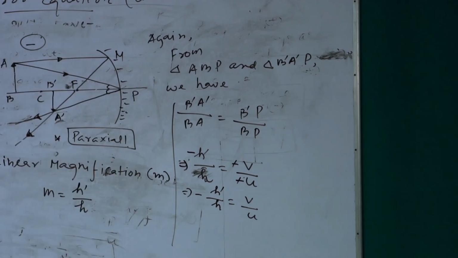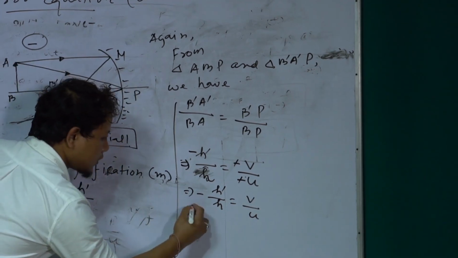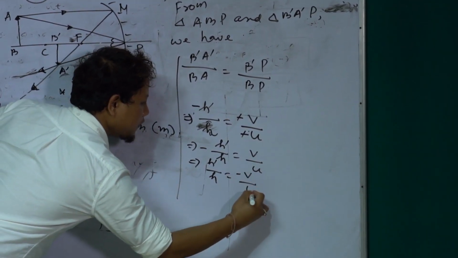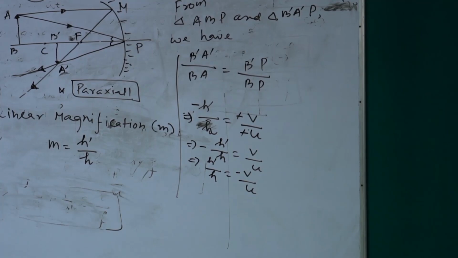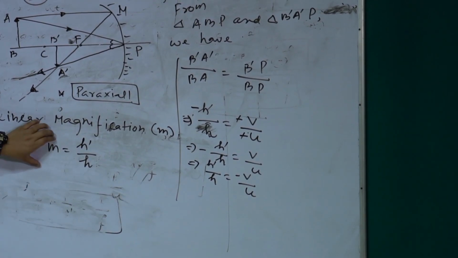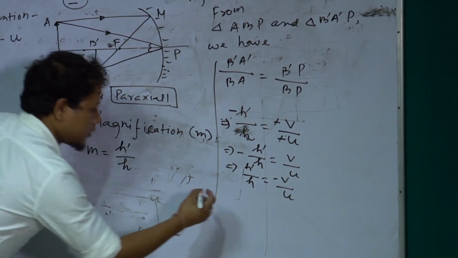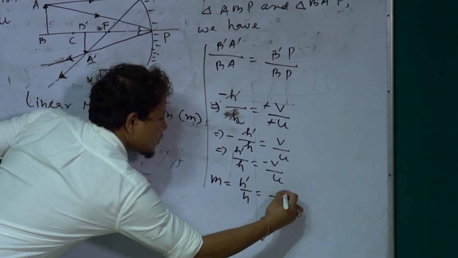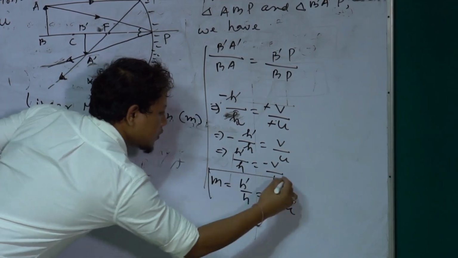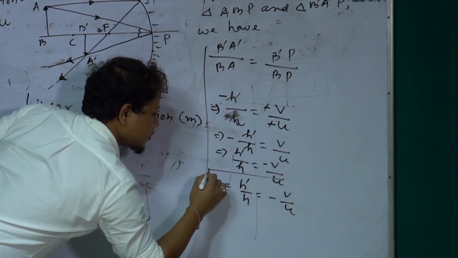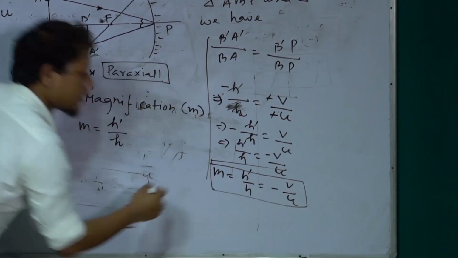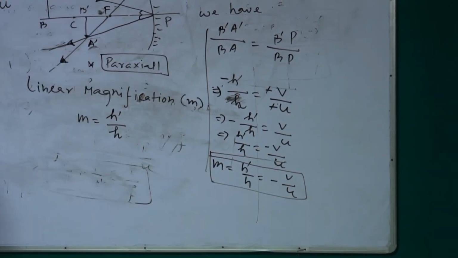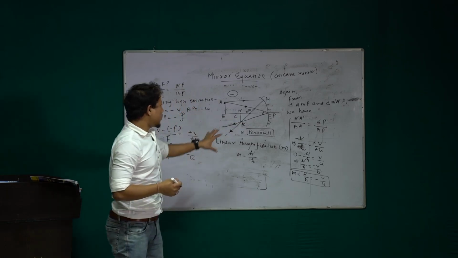Multiplying on both sides by minus, minus minus becomes plus, so h dash by h equal to minus v by u. Now you see h dash by h is nothing but the linear magnification. So I can write m equal to h dash by h equal to minus v by u. This is the relation, or in short, m equal to minus v by u. Is it clear? So this is the whole equation.